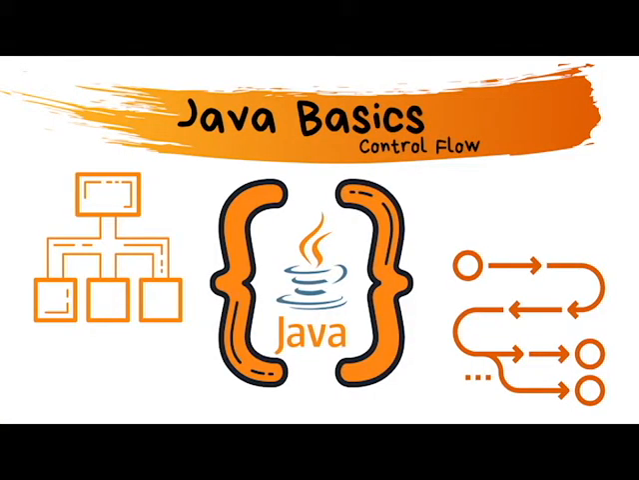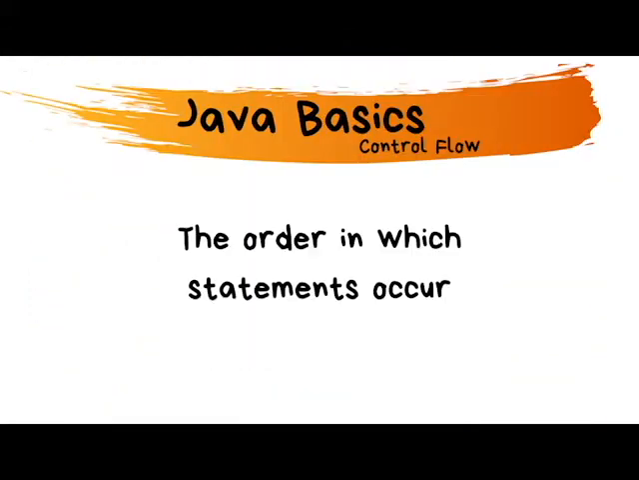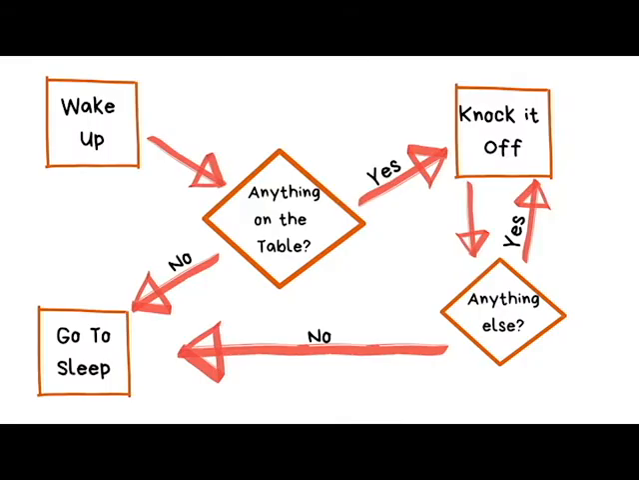Welcome back, everyone. Today we talk about control flow, and as always, let's define this term. Control flow is defined as being the order in which statements occur. Often this is resembled with flowcharts, which you've probably seen before. Although if you haven't, my cat and I have constructed this one for demonstration purposes. So this is basically supposed to be the life of a cat.